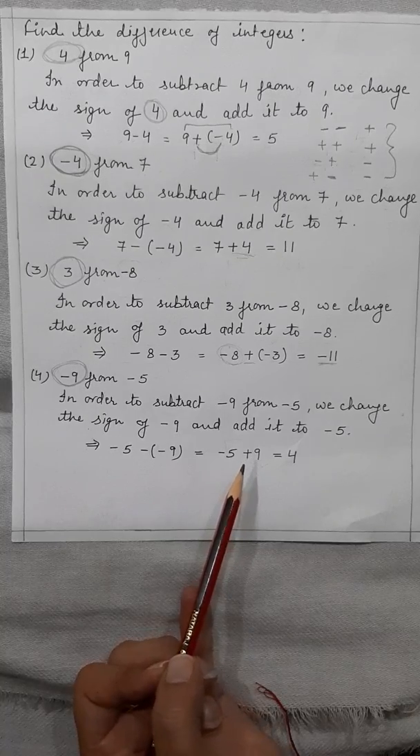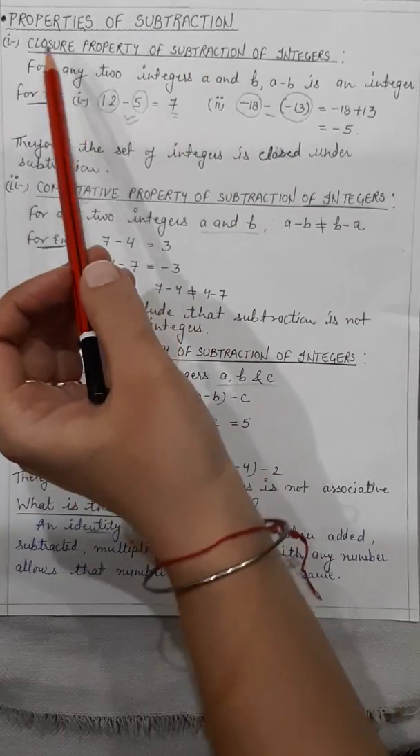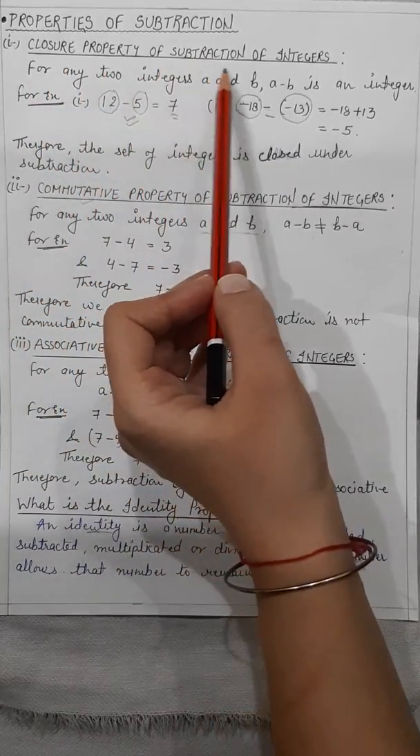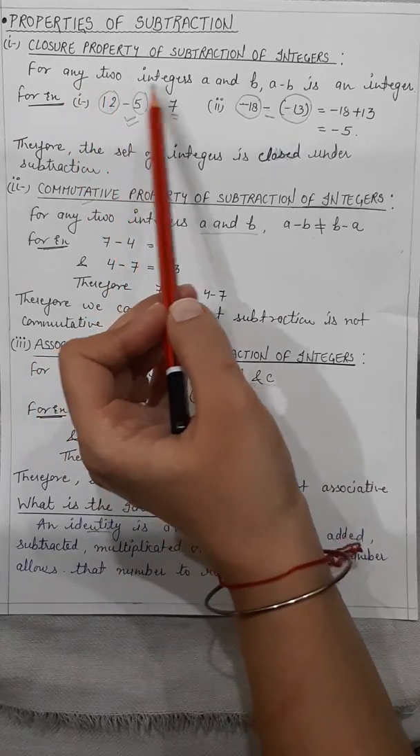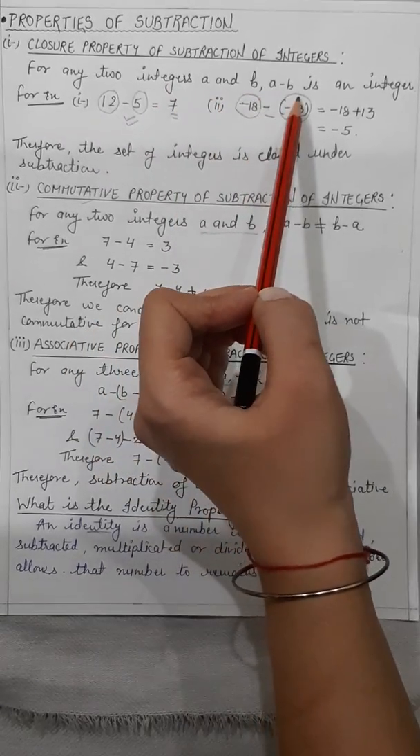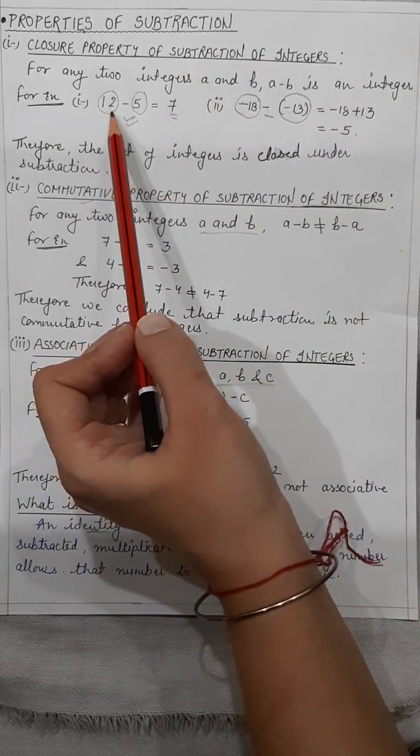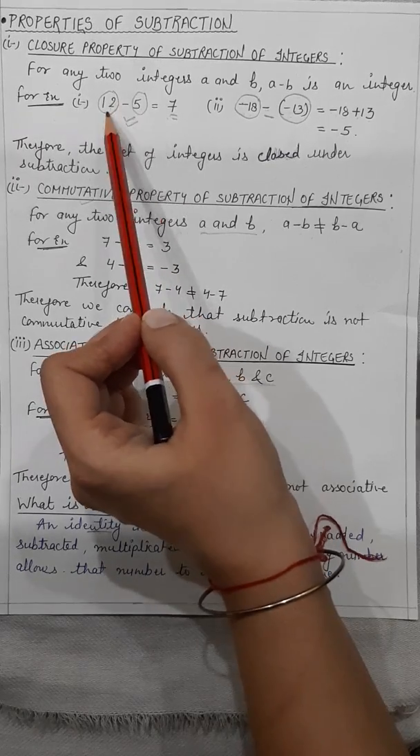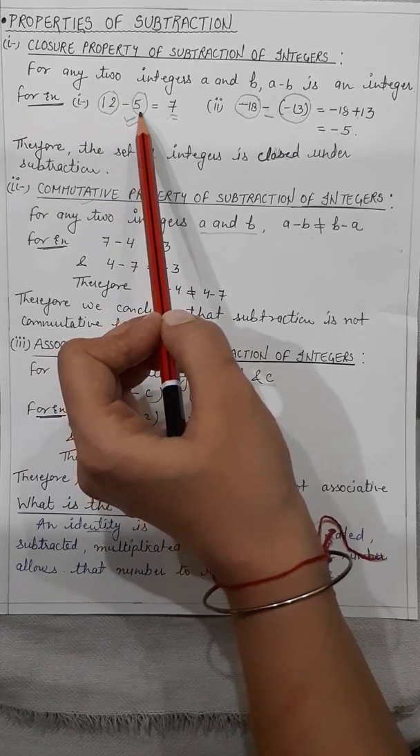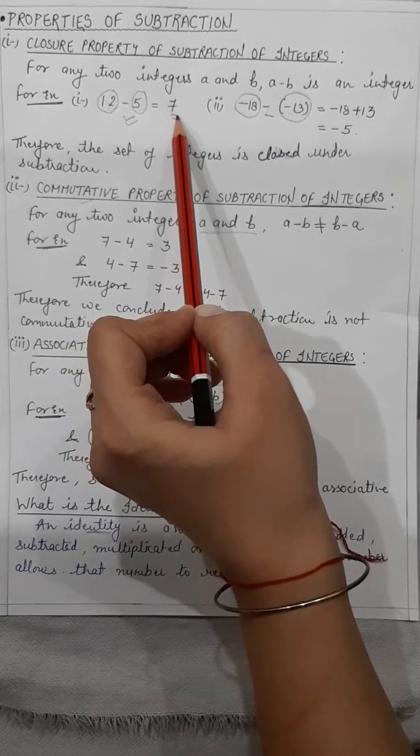Is it clear? Now the next topic is properties of subtraction. The first one is the closure property of subtraction of integers. In that, if we subtract two integers, then the answer will be an integer value. For example, here I have taken two integers 12 and 5. If I subtract these two integers, the answer is 7, which is an integer value.